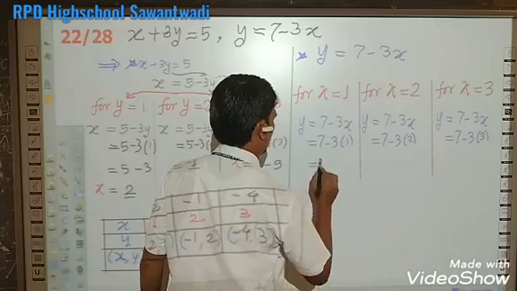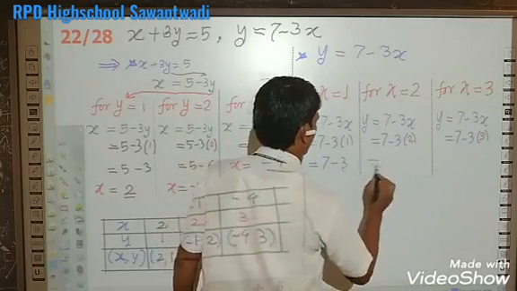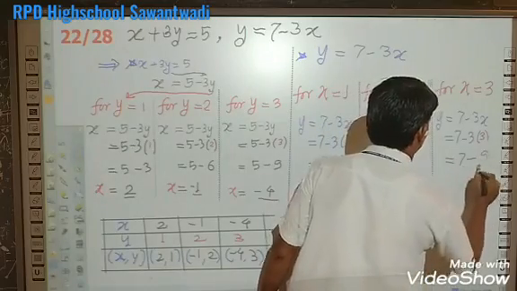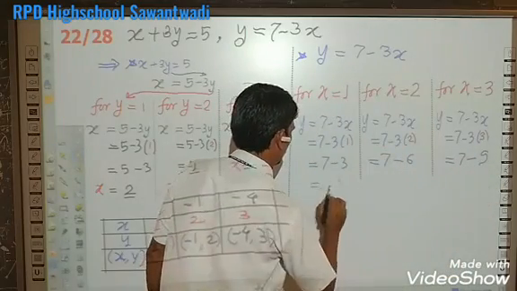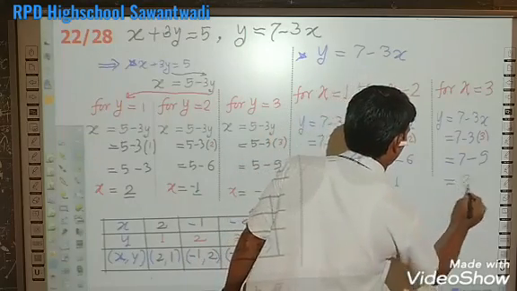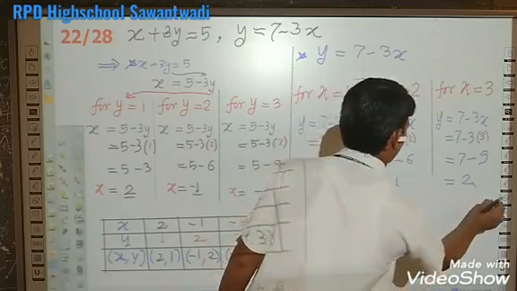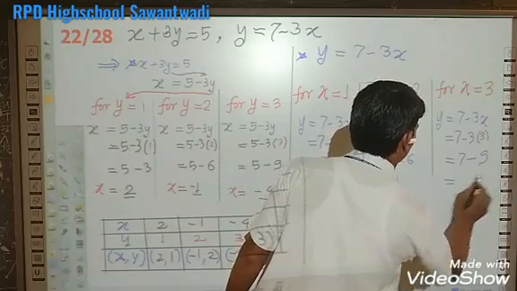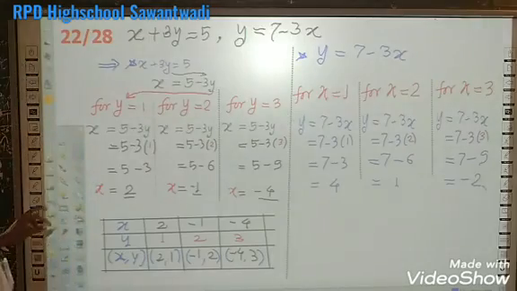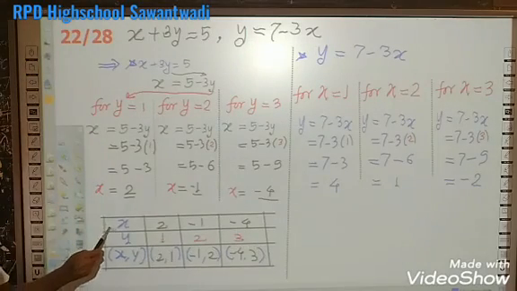I find that 7 minus 3, 7 minus 6, 7 minus 9, 4, 1, 2, sorry, it's negative 2. Okay, and same way you frame this table there, this side.